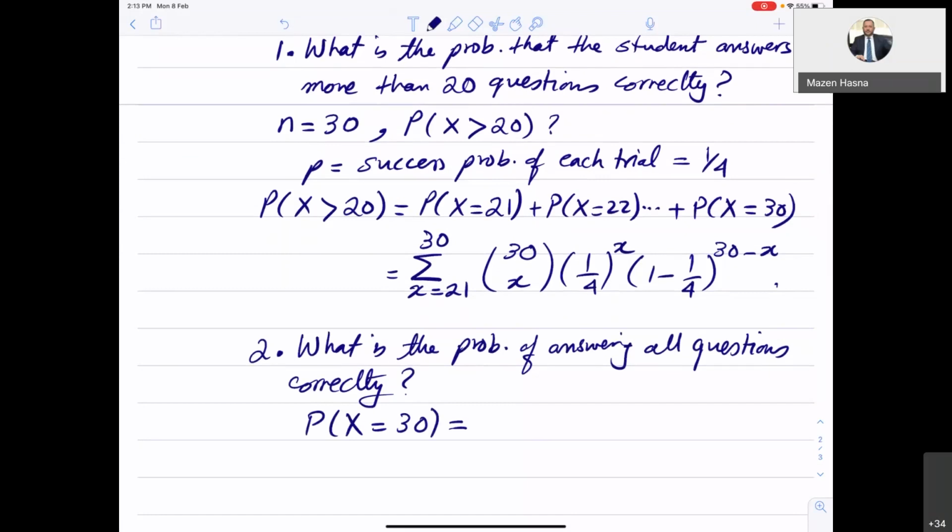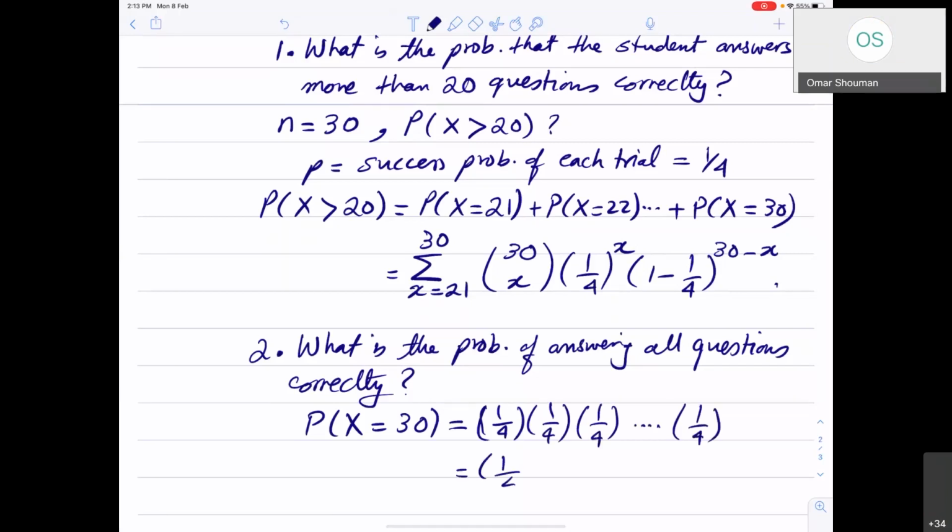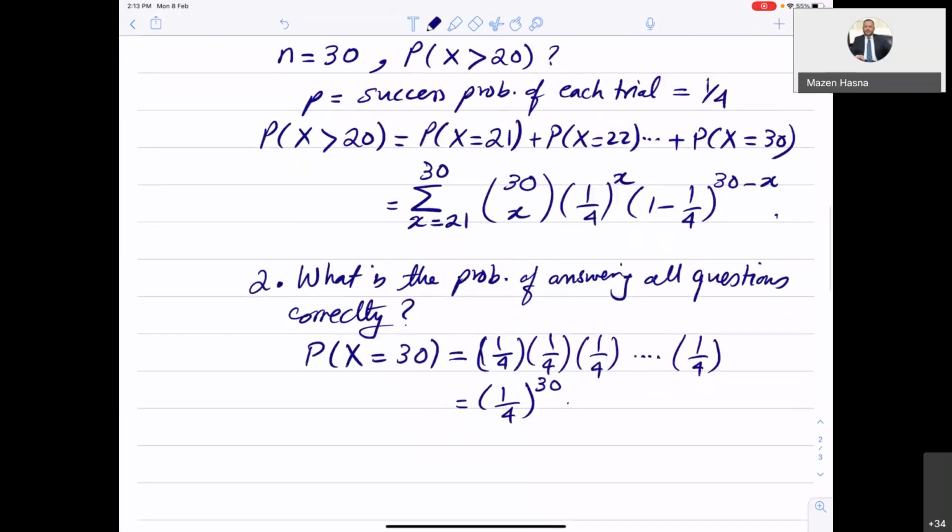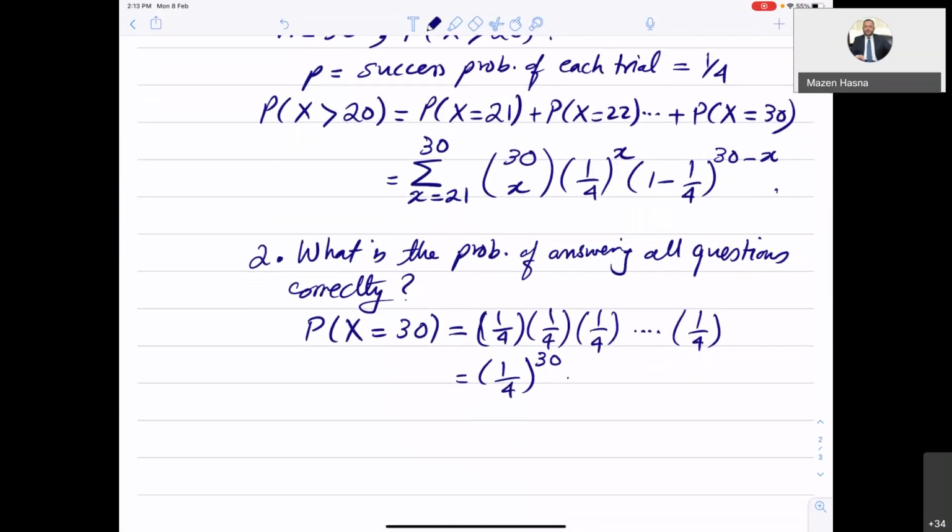So the probability that you will answer all questions correctly means the probability that you will answer the first one correctly, and the second one correctly, and the third one correctly, to the power 30. So which is 1/4 to the power 30, which is a very small number. You know that if you multiply a number less than 1 by itself many times, it gets smaller and smaller. But also you can do this using the rule.